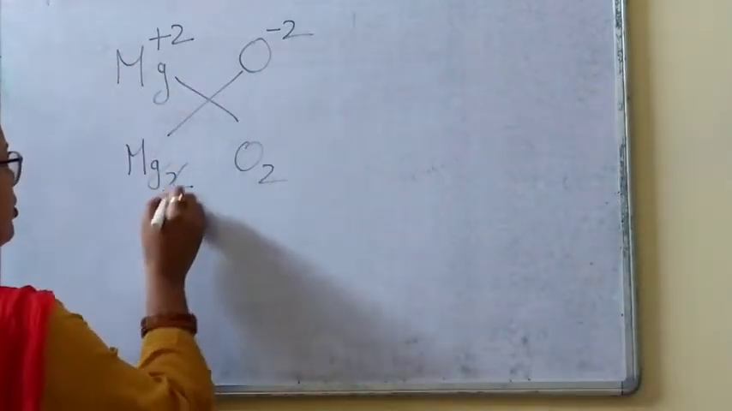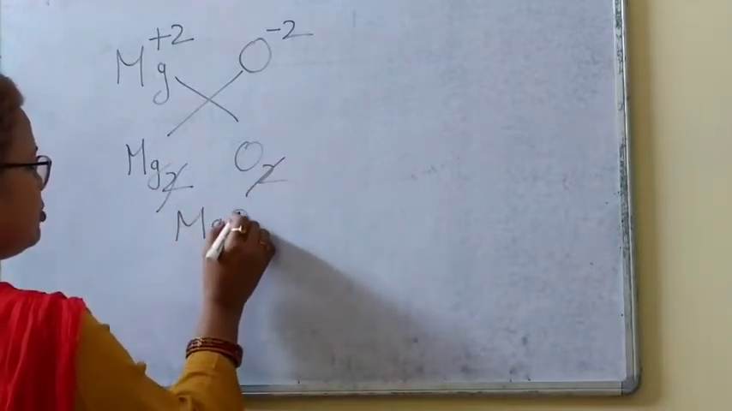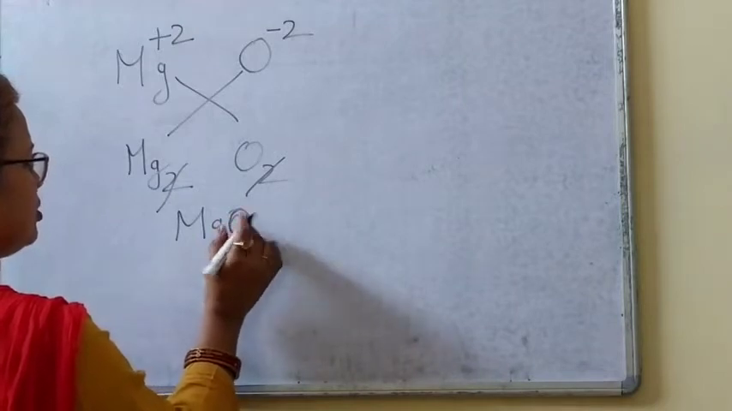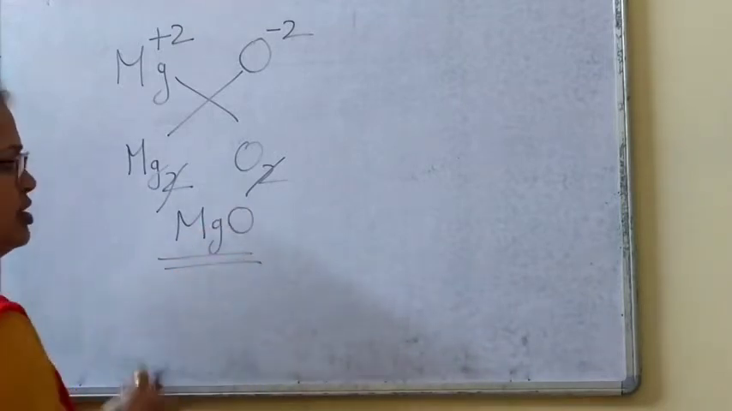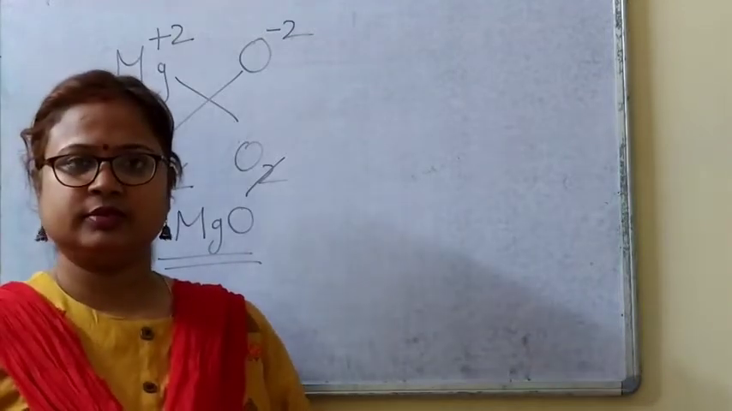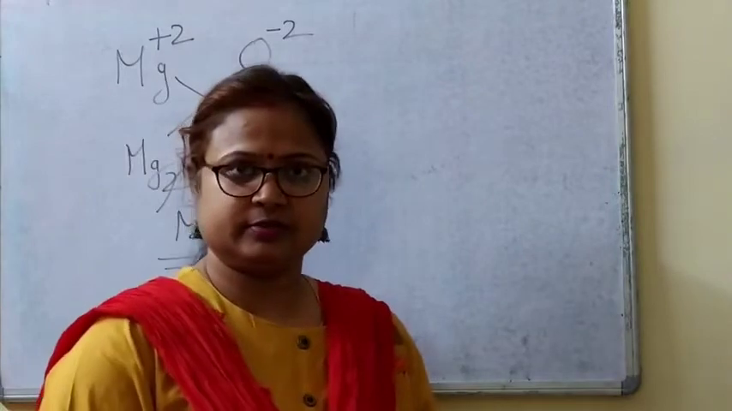So here it is 2 and 2. We cut this 2 and 2 and we write like this. So this is the formula of magnesium oxide. Clear? Now the next is calcium nitride.